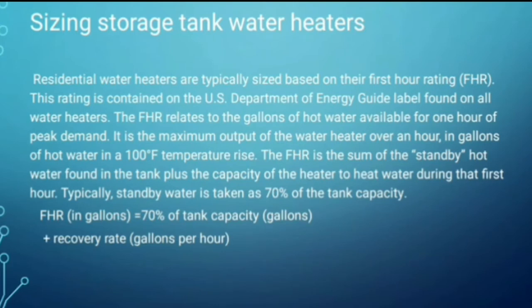Sizing storage tank water heaters. Residential water heaters are typically sized based on their first hour rating, FHR. This rating is contained on the US Department of Energy Guide label found on all water heaters. The FHR relates to the gallons of hot water available for 1 hour of peak demand. It is the maximum output of the water heater over an hour in gallons of water at a given temperature rise. The FHR is the sum of the standby hot water found in the tank plus the capacity of the heater to heat water during the first hour. Typically, standby water is taken as 70% of the tank capacity. FHR in gallons equals 70% of tank capacity in gallons plus recovery rate in gallons per hour.